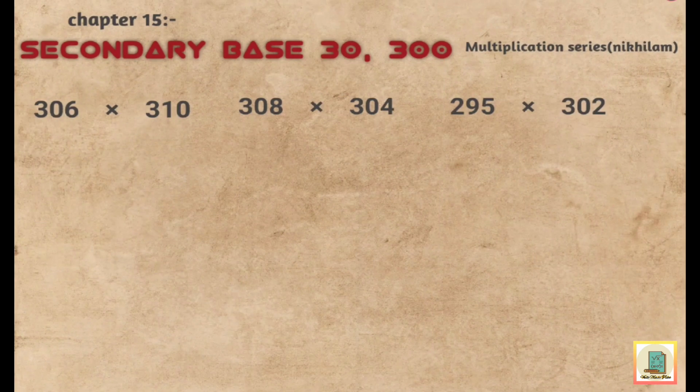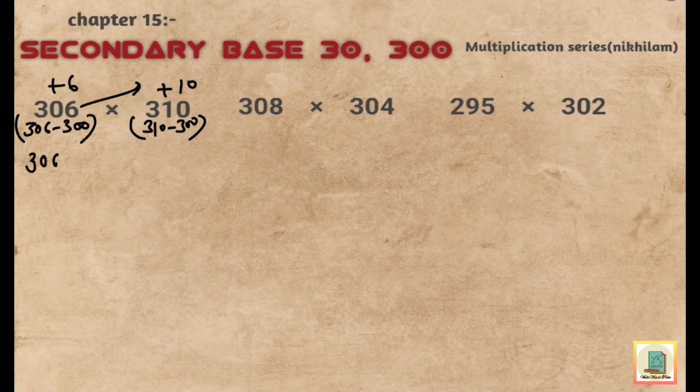Now let's understand secondary base 300 questions. So the first question is 306 multiplied by 310. So here the numbers are near to 300. So first we'll find out the deviations. So 306 minus 300 gives you plus 6 as deviation, and 310 minus 300 gives you plus 10 as deviation. Now first number plus the second deviation.